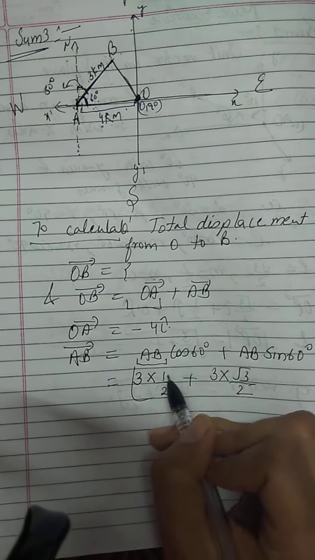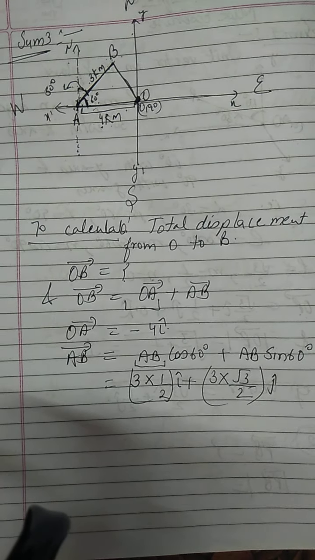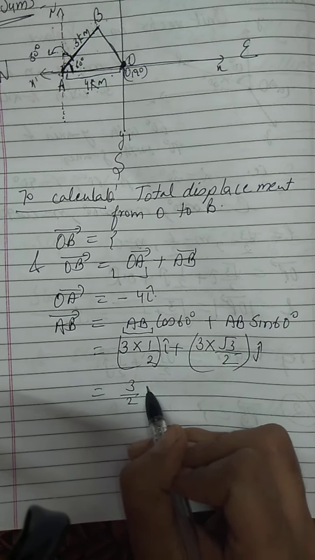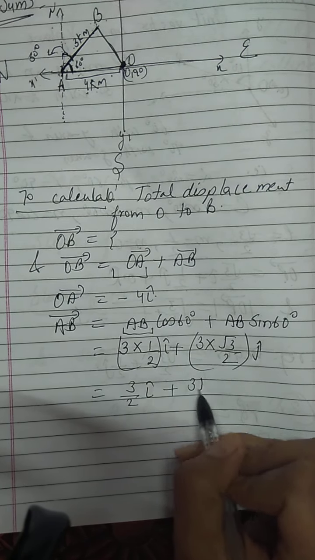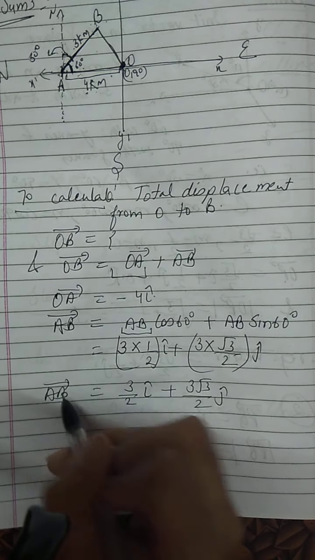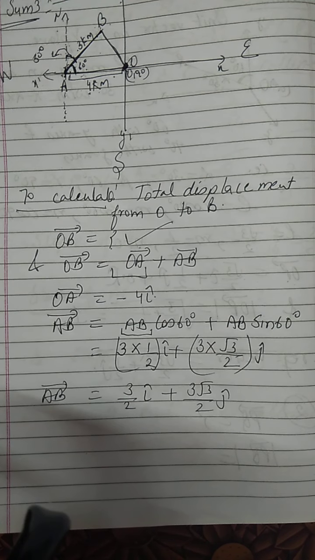So this is along the x-axis, so this will be i cap. This is along the y-axis, so here we will have j cap. So finally what we are getting is 3 by 2 i cap plus 3 root 3 by 2 j cap. This is the value of the AB vector. So the final displacement OB vector, what will that be?